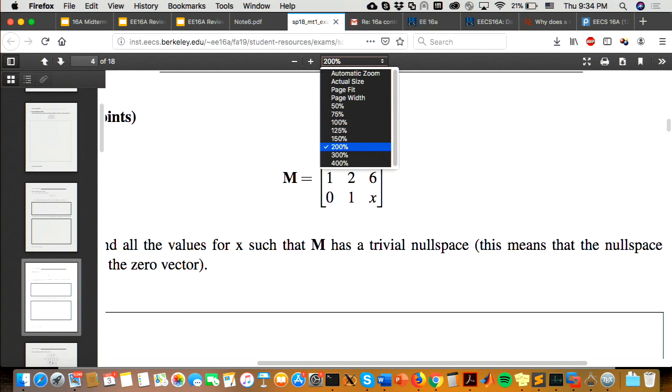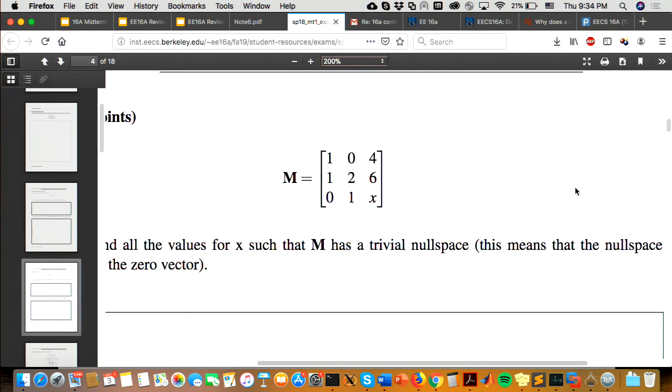Okay, so we have this matrix: 1, 0, 4, 1, 2, 6, 0, 1, x. Anybody have an idea for how we can get started on this problem for finding an x? Yes. We can do Gaussian elimination. And what might our goal be?